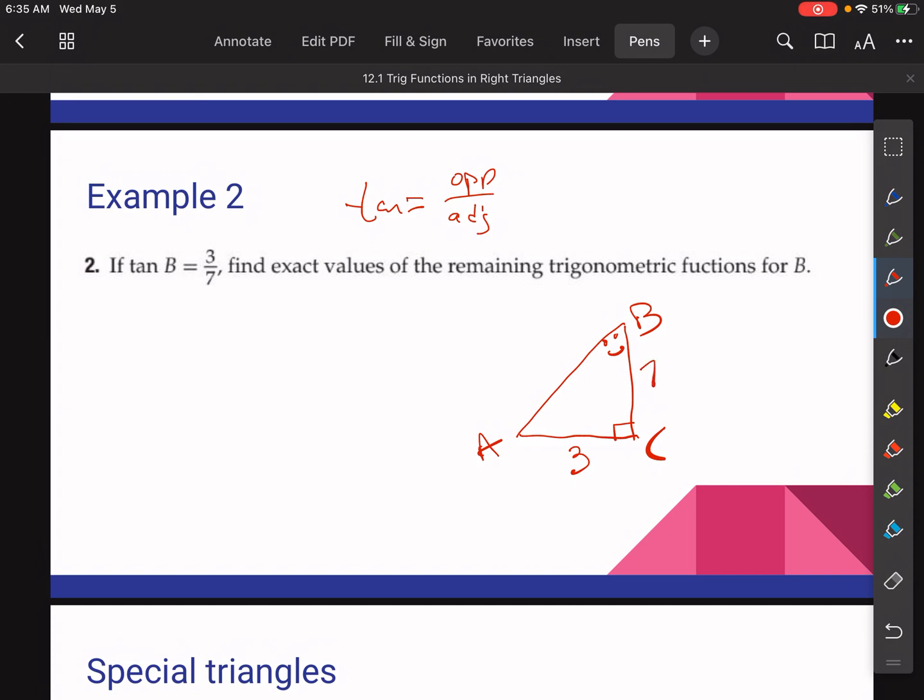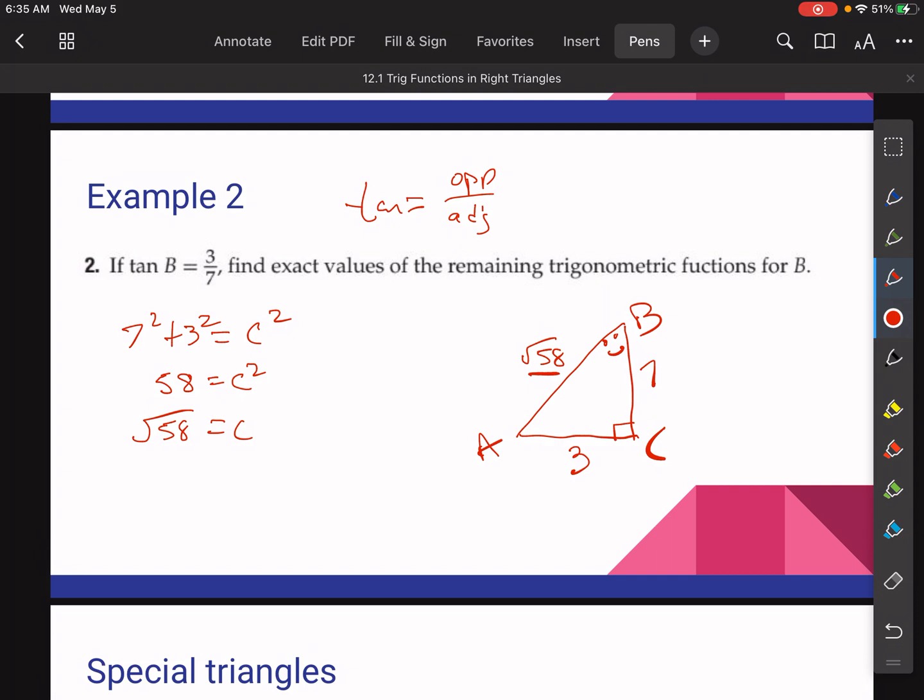Okay, so how do I find my other trig functions? Well, now I have to use my Pythagorean theorem to get my hypotenuse, right? So I can do that. This is going to be 7 squared plus 3 squared is equal to, we'll call it c squared. And then this will become 49 plus 9. So 49 plus 9 gives me 58, I believe. So c is equal to the square root of 58.